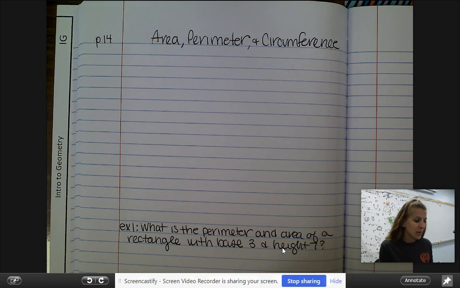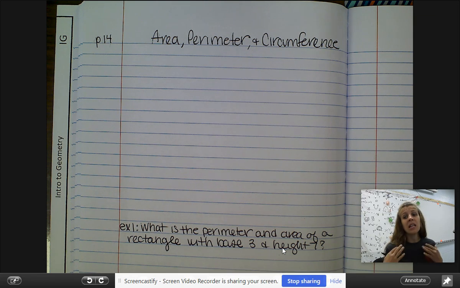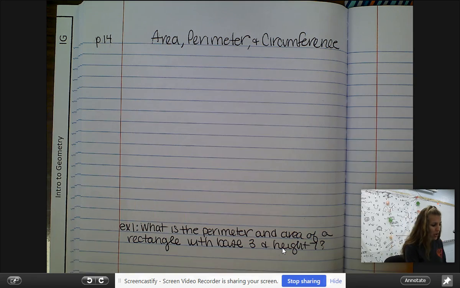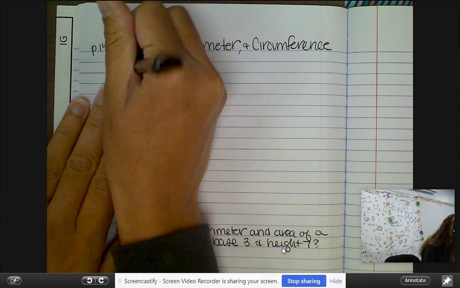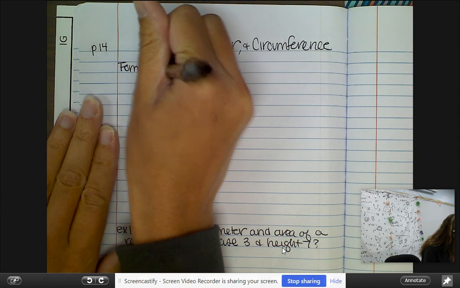Okay, so when it comes to area, perimeter, and circumference, we're going to talk about some basic shapes today that you really probably should already know how to find the area, perimeter, and circumference of. So hopefully this is a little bit of a review, but we'll actually talk about area in more depth later. So these should be very basic problems, very basic formulas that we're going to use. So I'm going to start with our formula review.